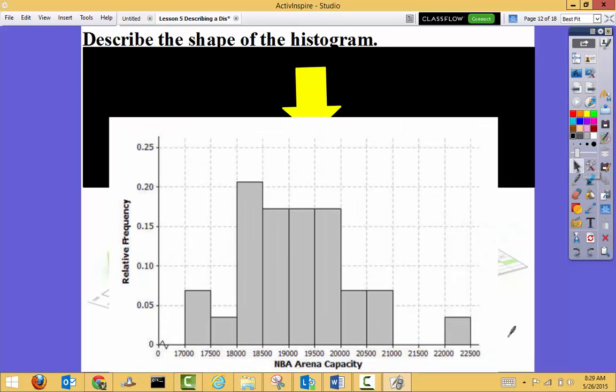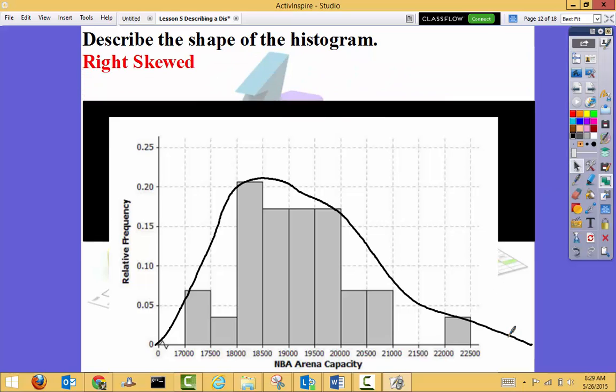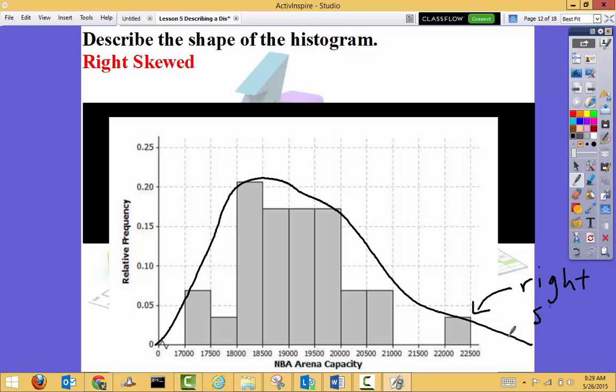Now, what is the shape of this histogram? Well, I'm going to start out, and I just play connect the dots. Where is that tail? Well, my tail's on the right, so wherever my tail is, that means it's skewed that way. So it's right skewed.